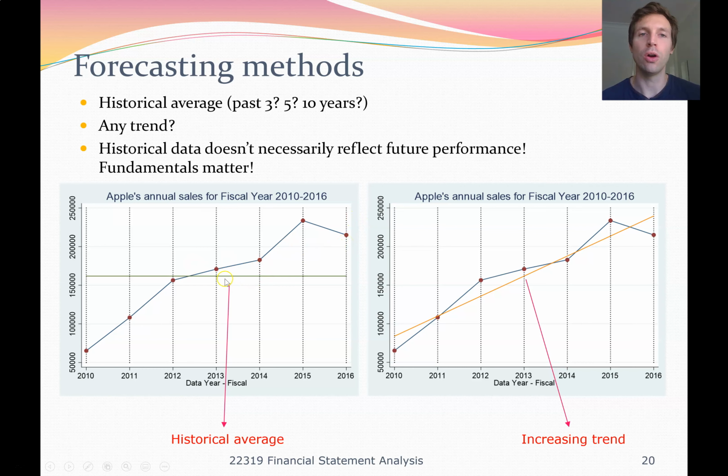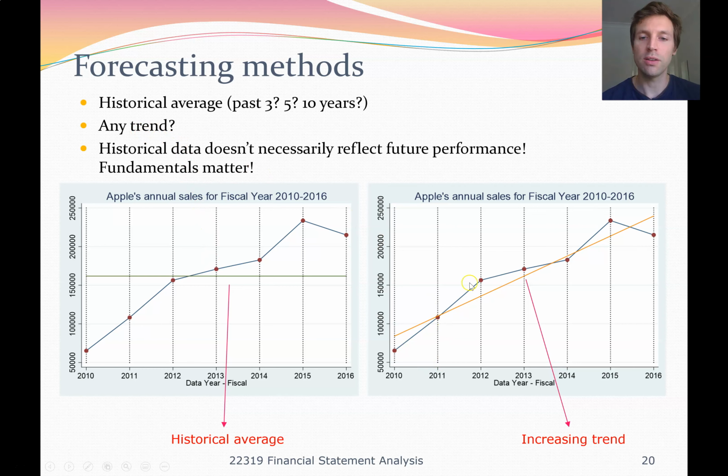The average is too low. And that makes sense because we know Apple are growing their business. They're entering into new markets. They're releasing new products. They're opening new stores around the world. They're increasing the prices for their products. All of those things that we know about the business would lead us to think that average sales are not a very accurate way of forecasting future sales. We know there's a bit more of a trend in this situation.